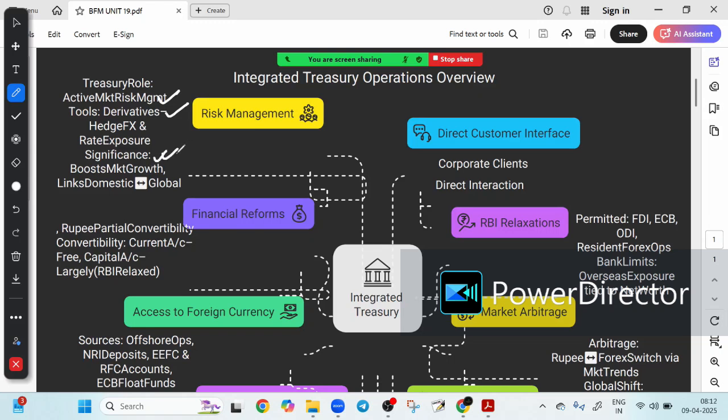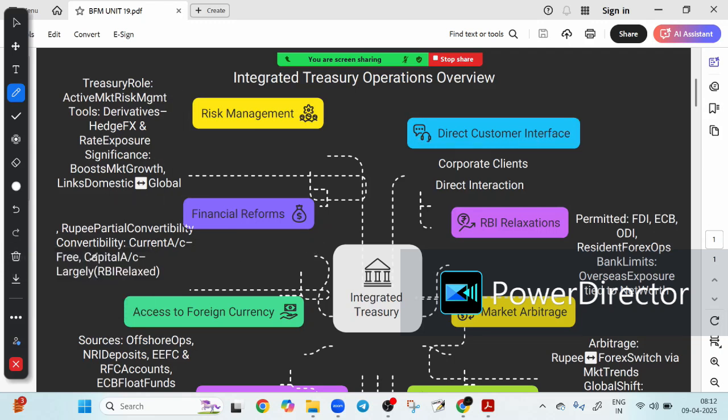What is the significance? Because it not only protects the bank but also strengthens the domestic and global linkages, right? So that is why this is very significant. Derivatives play a super important role in hedging foreign risk as well as interest rate exposure, right? Now friends, let's look at the direct customer interface. On the right side you can see integrated treasury is not just about numbers, it speaks directly with the corporate client.